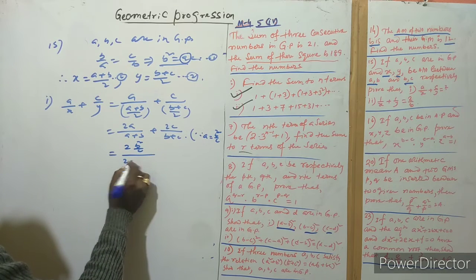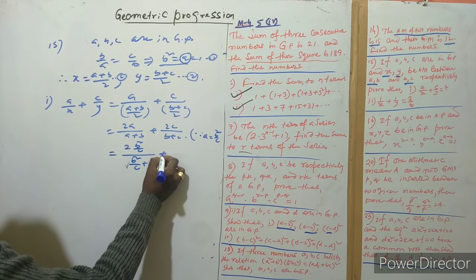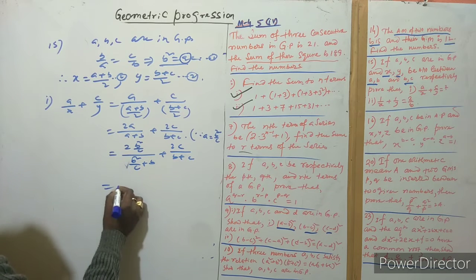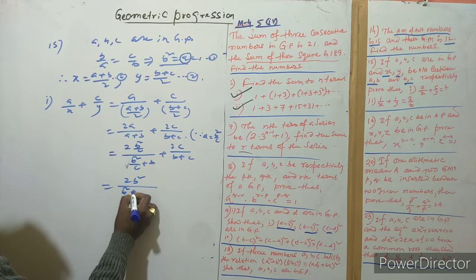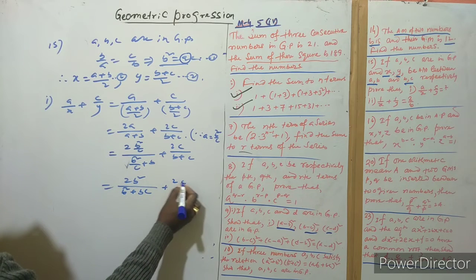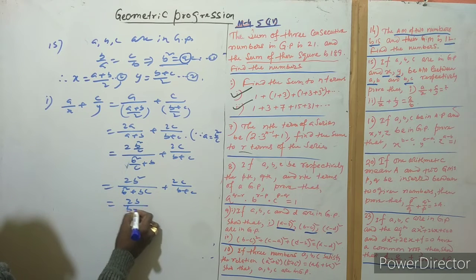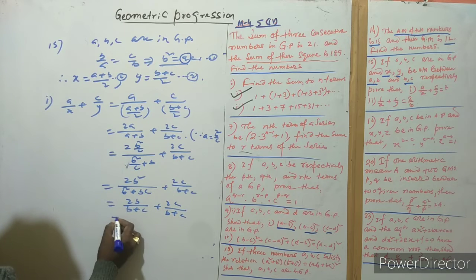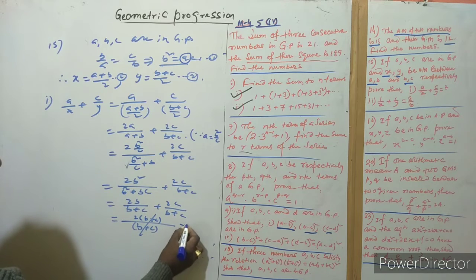So this is B square by C, so we have 2C by B plus C. Take our LCM. Then we get 2B square and B square plus BC, so 2C by B plus C, and 2B by B plus C, and this is 2C by B plus C. The LCM here is 2, take B plus C common. So this is your answer.